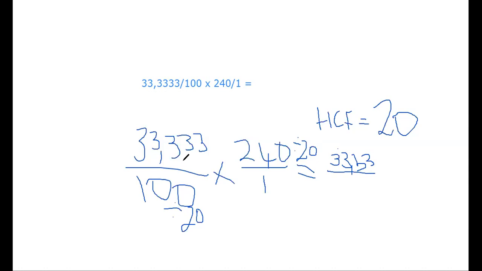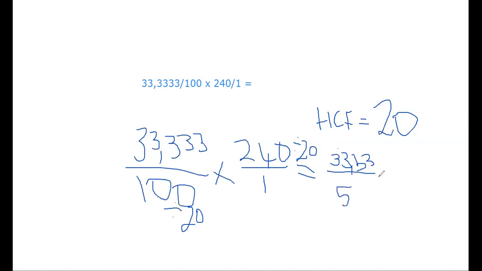I'm sorry about that. Why? Because we didn't divide 33,333 by 20 and 100 by 20. So the numerator and denominator must be divided by the same number so that we can get our equivalent fraction, right? So now we have 100 divided by 20. So how much is 100 divided by 20? Most definitely it gives us a 5.